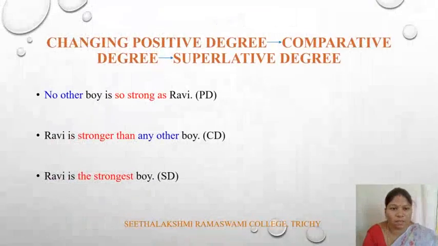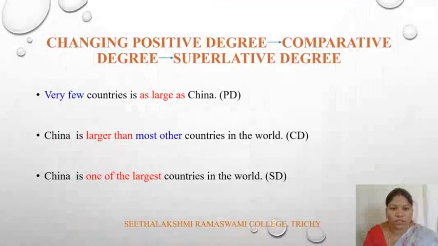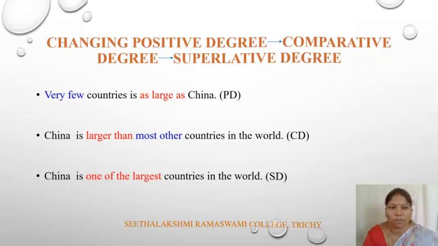Look at these examples. No other boy is so strong as Ravi. Ravi is stronger than any other boy. Ravi is the strongest boy. Very few countries are as large as China. China is larger than most other countries in the world. China is one of the largest countries in the world.